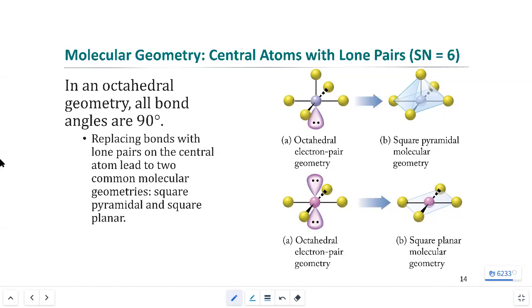So when one position is taken up, we get square pyramidal. Bond angles here are all slightly influenced. They're all less than 90 degrees. For square planar, the two lone pairs basically cancel each other out again. So the bond angles in the square plane are 90 degrees apart again.